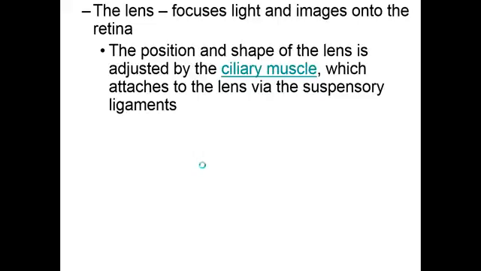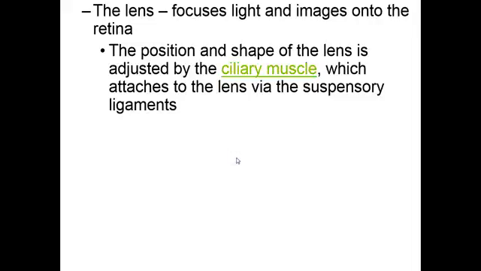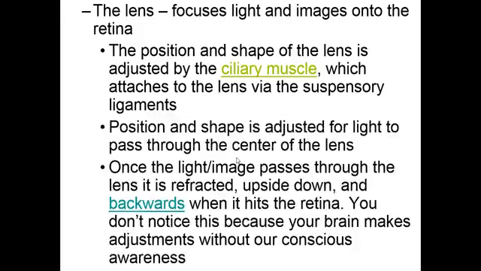When the ciliary muscles contract, it causes the lens to round. When the ciliary muscles relax, it causes the lens to flatten out. So that position and shape is adjusted so light can pass through the center of the lens and project the images on the retina. Now the crazy thing is, when light passes through that actual lens itself, it gets refracted, which turns the image upside down and backwards when it hits the retina.